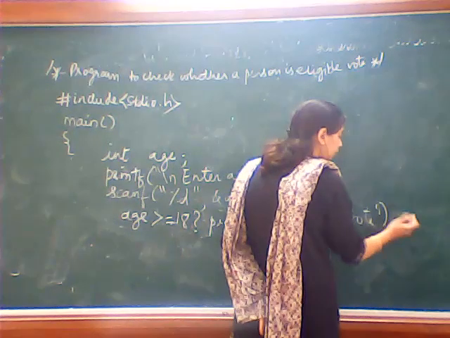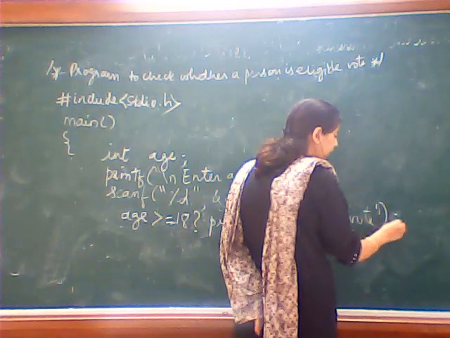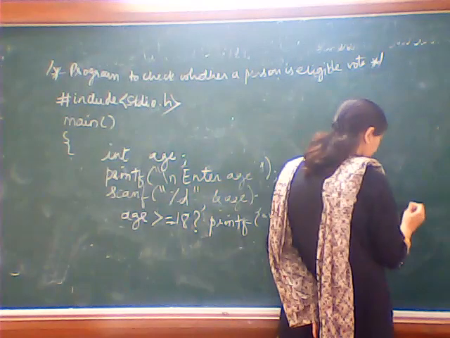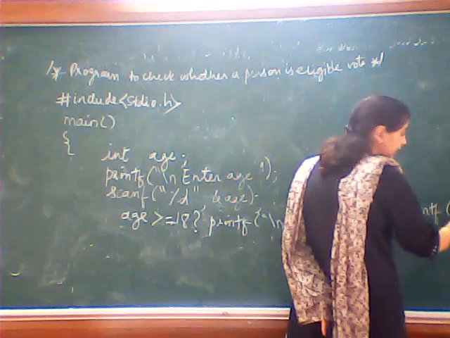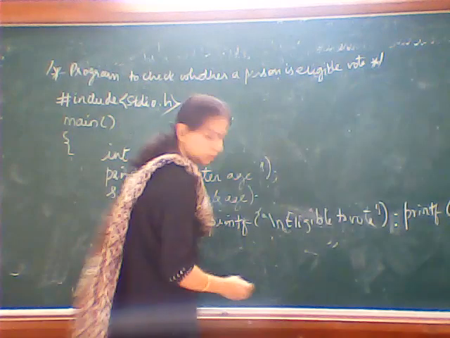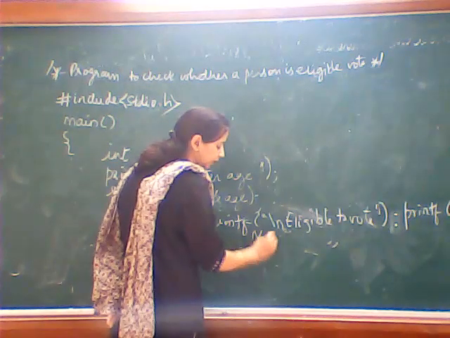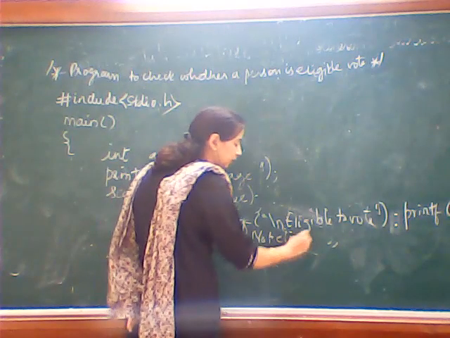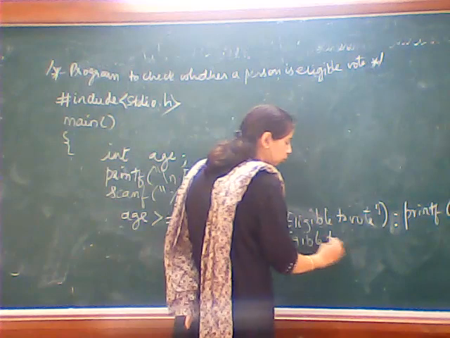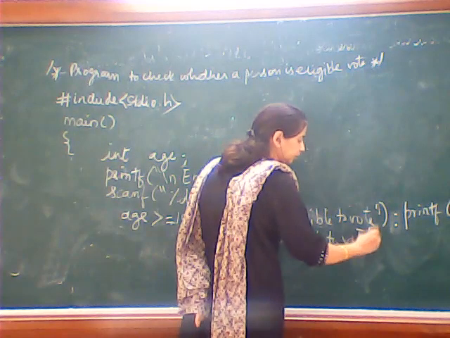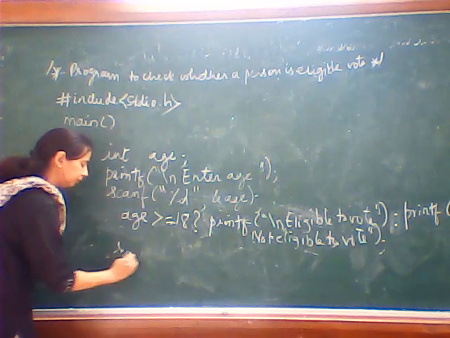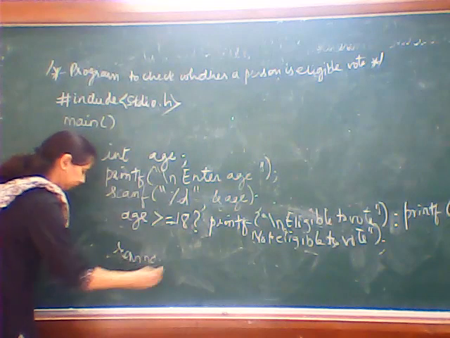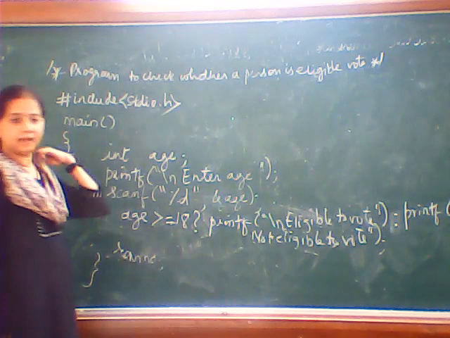Otherwise, we make use of the colon. What are we going to do? printf not eligible to vote. So we say not eligible to vote, and after that return 0. Okay, and then close the program.